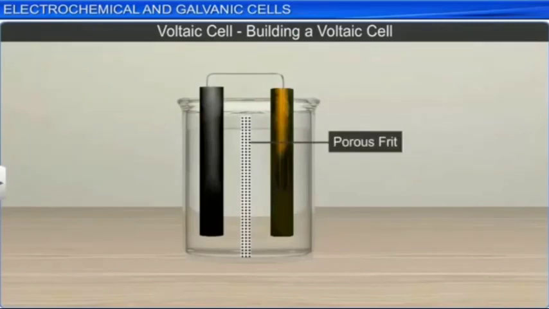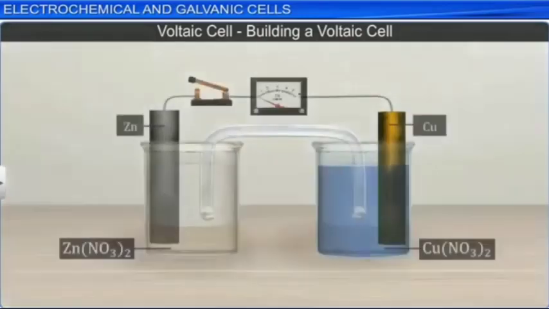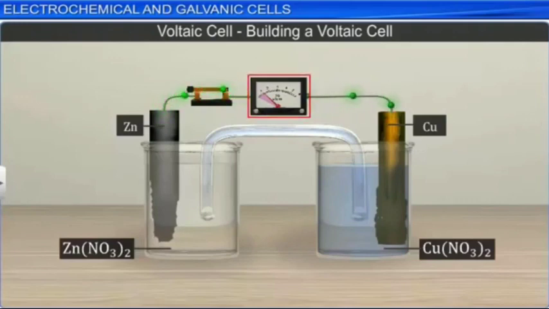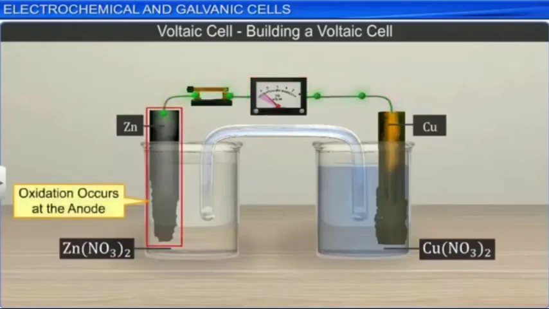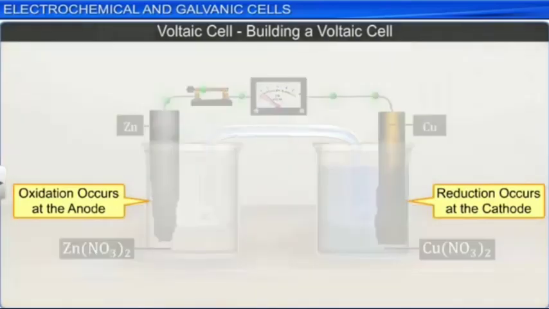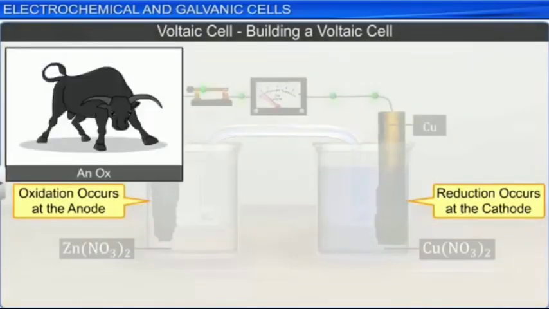When the switch is closed, the circuit is complete, and electrons move through the external wire. The migration of electrons through the external wire creates a current that can be used to run a motor or some other electrical device. The electrode where oxidation occurs is called the anode, and the electrode where reduction occurs is called the cathode. To help you remember this, think of an ox and a red cat. Oxidation occurs at the anode, reduction occurs at the cathode.